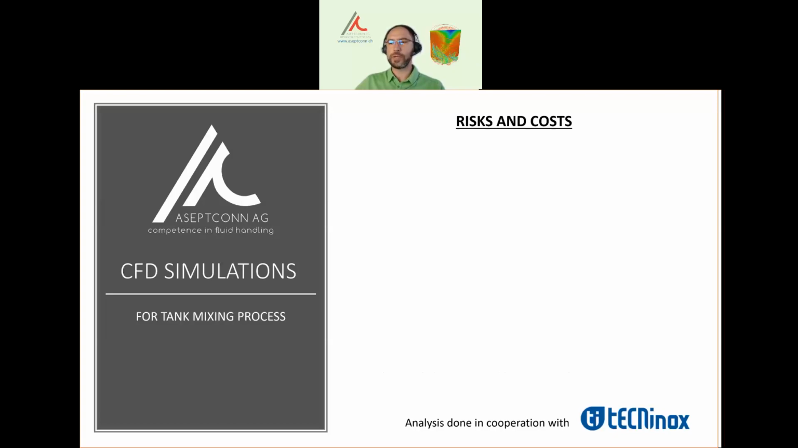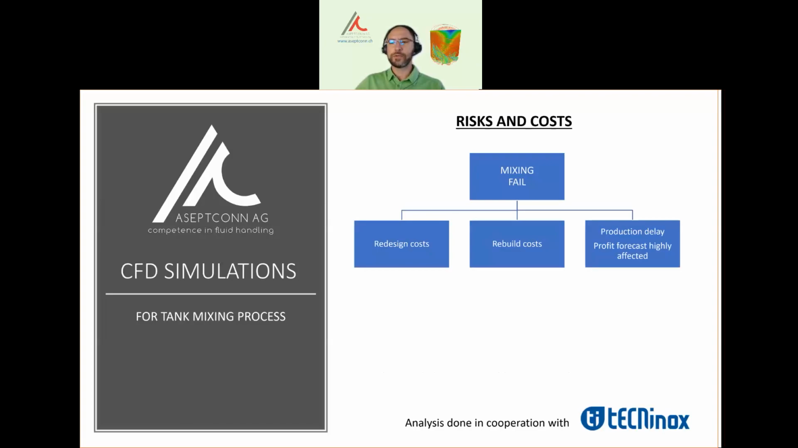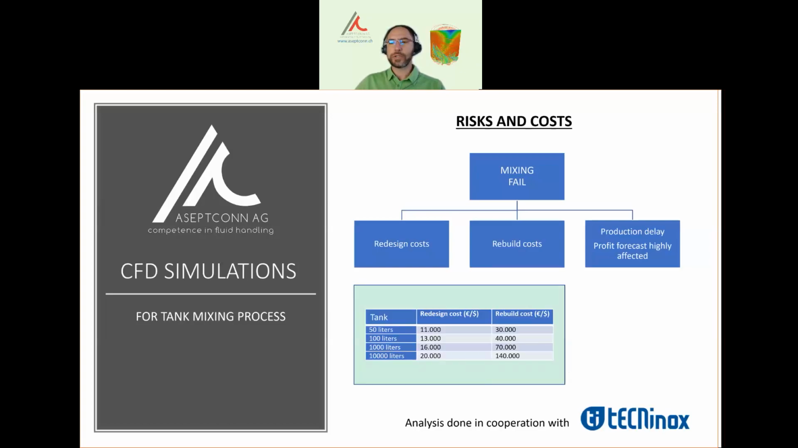The system should be redesigned. And worse, in most cases the old tank cannot be modified and a new one must be built. And here starts the nightmare: redesign and rebuild costs, delays, penalties. The cost to redesign and rebuild the tank is high, ranging from 10,000 to some hundreds of thousands of euros or dollars. The production delay of 1 to 3 months highly affects the profit forecast by creating an income loss of up to millions of euros or dollars.